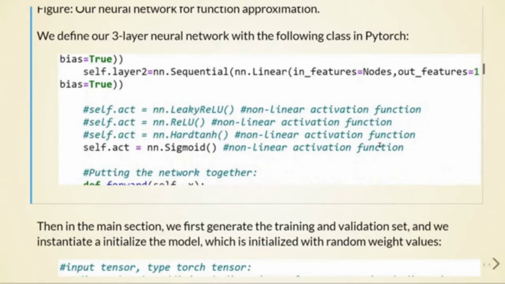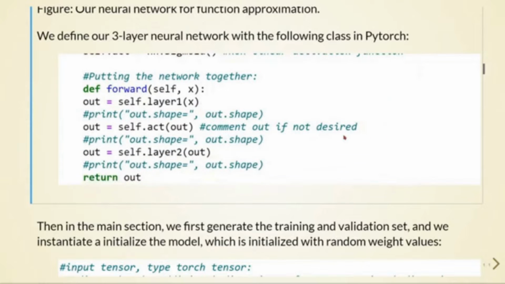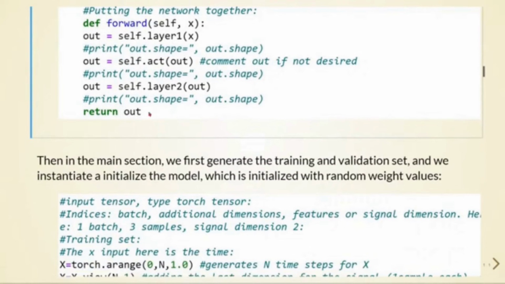Here we are defining our activation function. We are going to use the sigmoid. In the forward method, we are putting the network together. So here we are taking the output from the first layer, layer 1. Then the activation function acts after the first layer, and we get to the second layer, and then we are returning the output of the second layer. So we see that there is no activation function in the output.